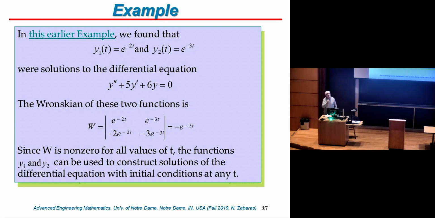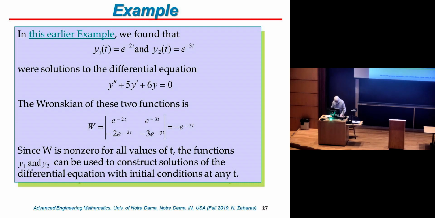Right? Can I put initial conditions at any time for this problem? Is that Wronskian equal to 0 at any t? Nope. OK, so we're safe. All right, so we covered that. So this, again, guarantees basically that this combination of the fundamental solutions gives me a generic solution to the differential equation.